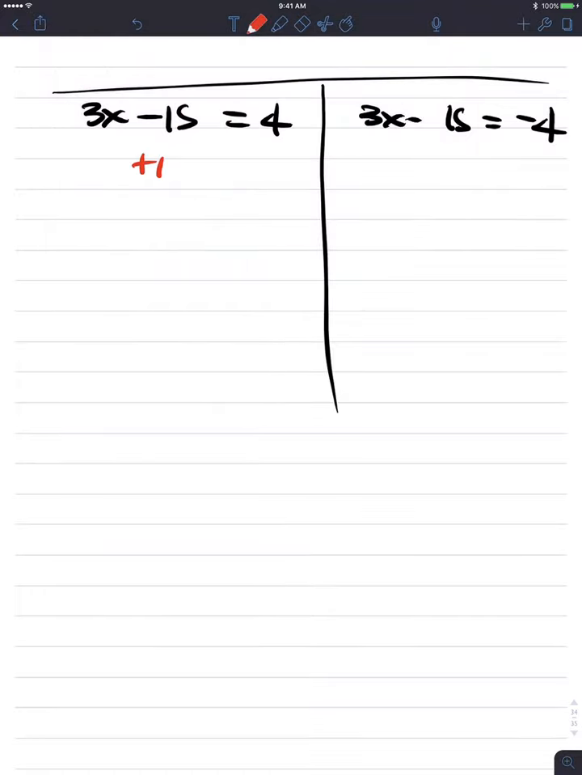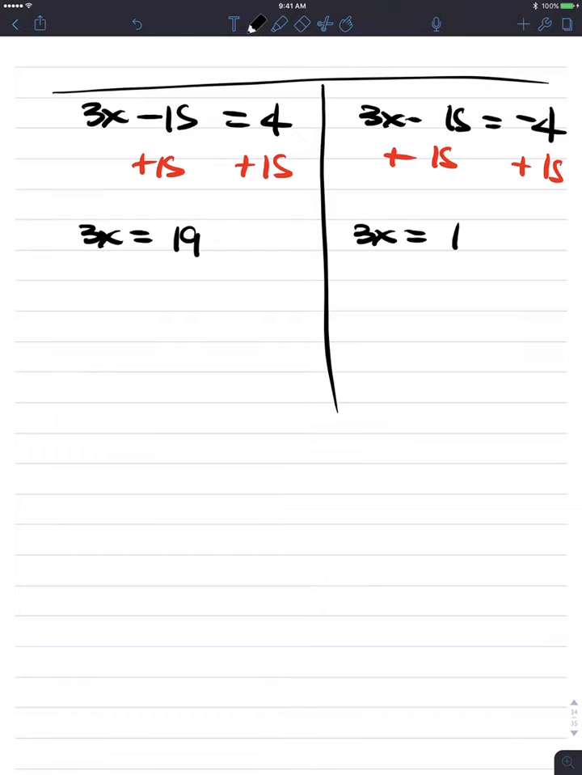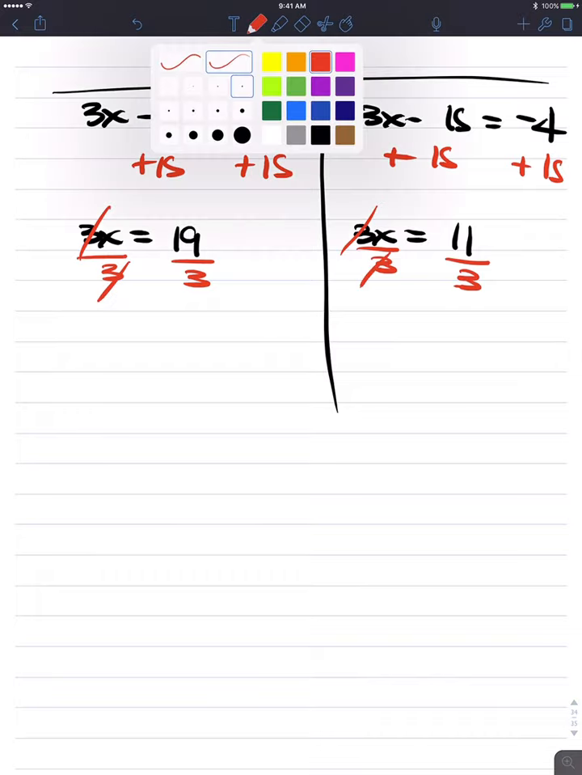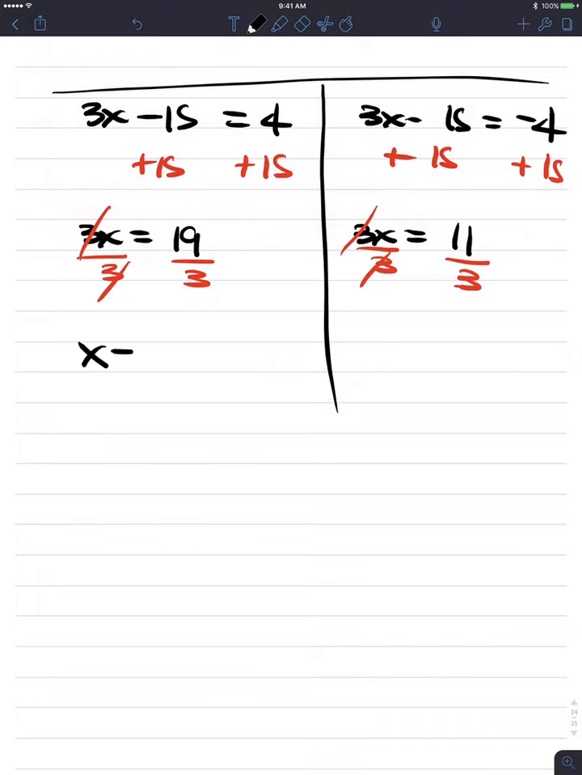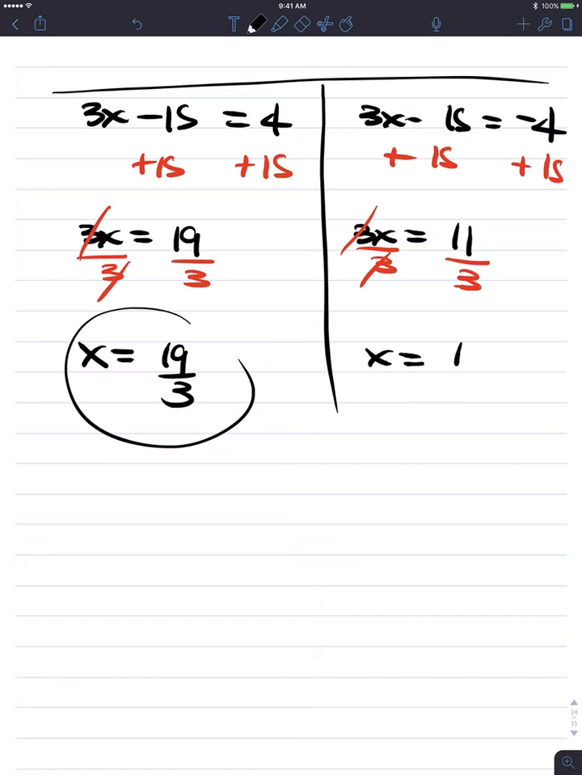We're going to add 15. We end up with 3x will be 19. 3x will be 11. Divide both sides by this 3. We get cancellation. X is 19/3. X is 11/3. These are my solutions.